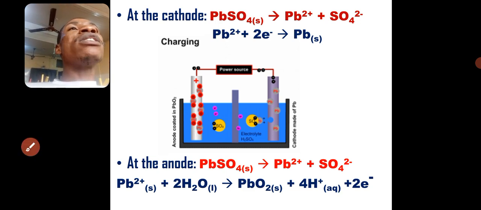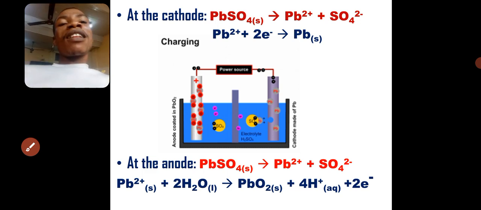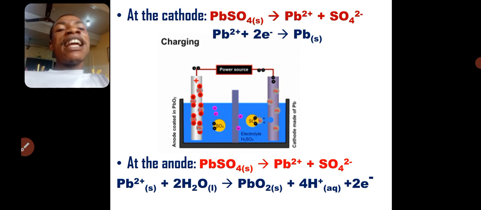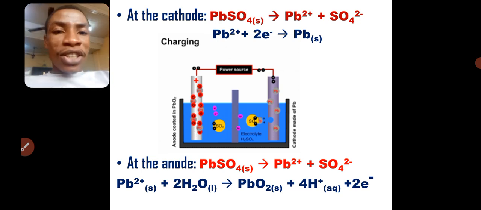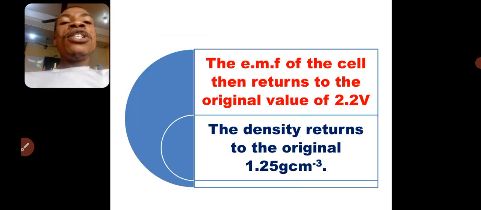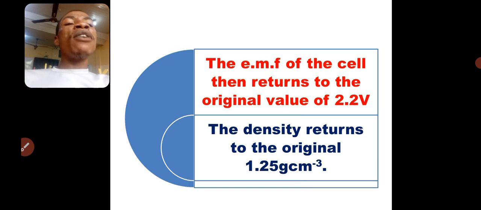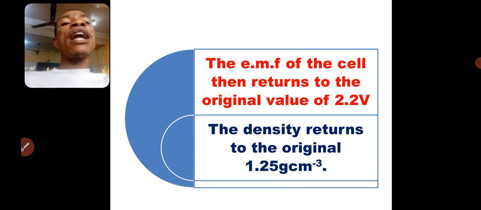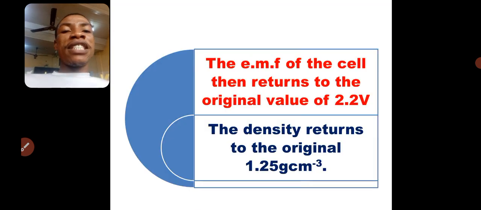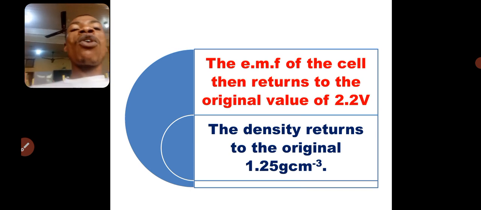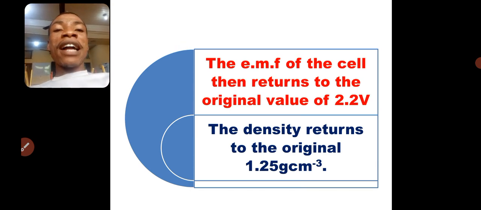So this is what happens during the recharging process. The reverse of what occurs in discharging is what will now occur during recharging. So you are forcing the reaction to go back. You are reversing the reaction by using an external supply of current. So during the recharging process, the EMF of the cell will return to 2.2 volts. Then the density of the cell will also return to the original 1.25. So this is what happens during the discharging and the recharging of the lead accumulator, commonly called the car battery.